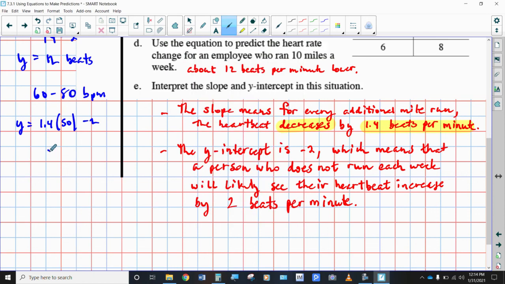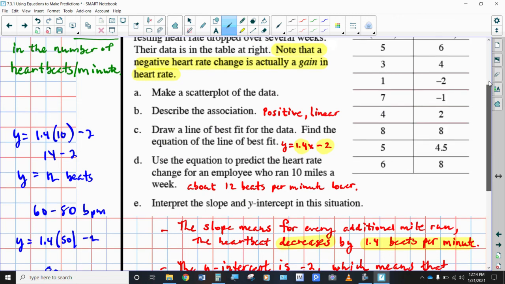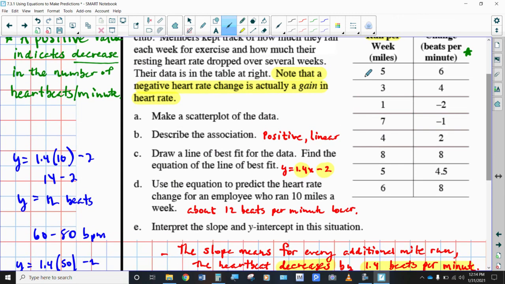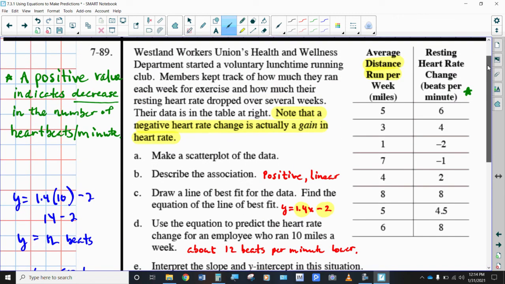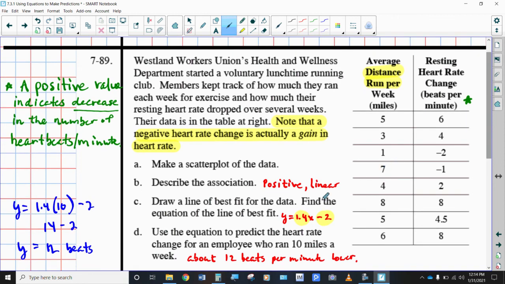Is a person going from 80 down to 12 beats per minute? No, that is absolutely not going to happen. If someone was at 60, are they going to go down to -8 beats per minute? That doesn't even make sense. So there are limits to this, okay? But just in the short term, this kind of a process can be very, very effective for answering questions, okay?